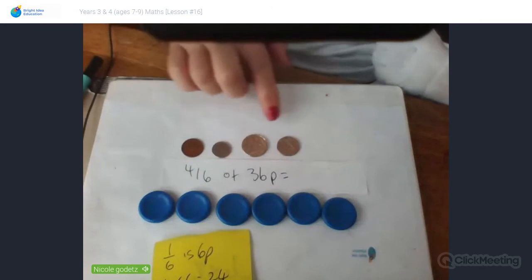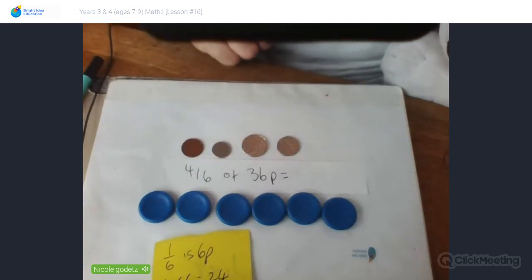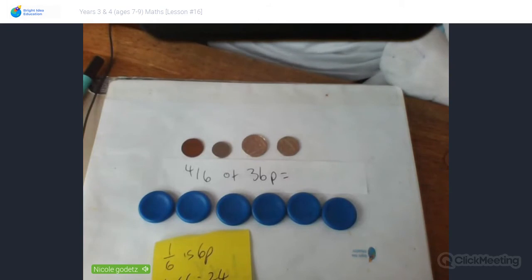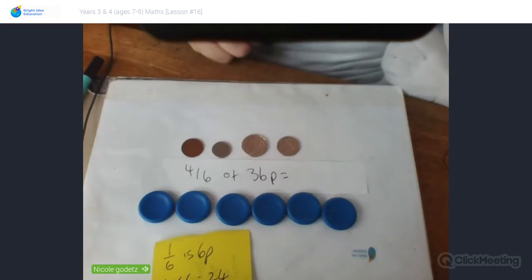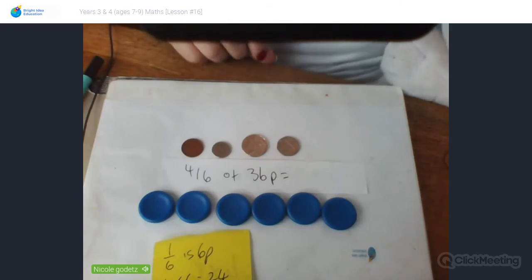Now tell me how I'm going to exchange that to give them all 6p each. What am I going to need? How am I going to exchange that? What do they all need to have each?